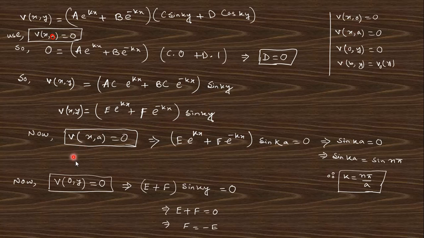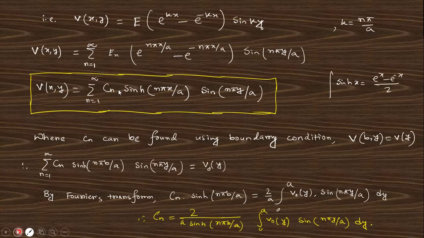Now if you want to put the condition at y equals a, where the potential is 0, putting it, then you will get the value of k. Now put this third condition, 0 y, that is the x value is 0 and this is y, so this gives you E plus F equal to 0. So F and E are equal and opposite. So finally we got this type of expression of V(x, y), and in summation form this is.